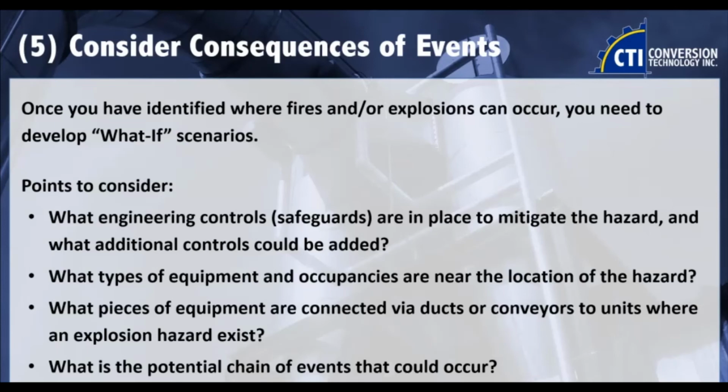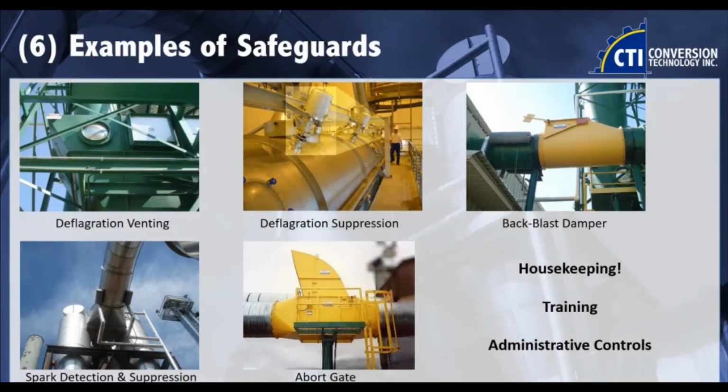So you really want to look at that. Well, what if this happens? That's going to help you figure out the severity of an incident occurring. So I just wanted to show some examples of safeguards. You've heard me talk about explosion relief vents. That's these. It basically creates a weak point in your equipment that if there is a deflagration or explosion, it's going to rupture those panels or blow them off, and it's going to be directed in that location.